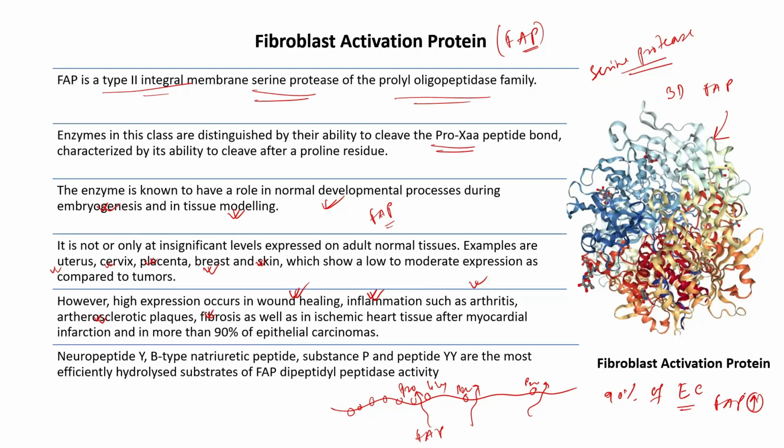And obviously, if FAP is present in our body, it must have some role, and it must have its own substrates. And these are the substrates on which this FAP actually acts. For example, neuropeptide Y, brain natriuretic peptide, substance P. And these are examples of the most efficiently hydrolyzed substrates of this FAP enzyme as a whole.